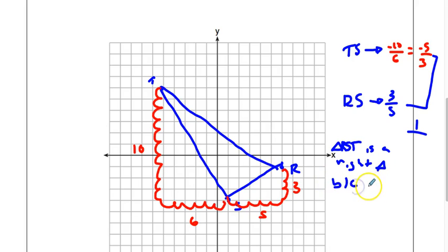because TS is perpendicular to RS. Right? That proves that this is a right triangle, because if two sides are perpendicular, it must give you a 90-degree angle. So step 1 of this has been proven to be true. Proven to be a right triangle.